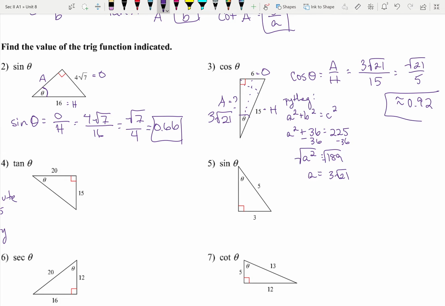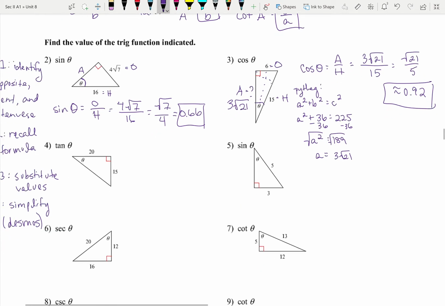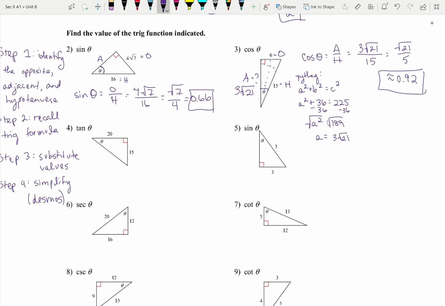Okay, if you're feeling pretty good, go ahead and pause me and do problems 4 and 5. If you're not feeling super confident, that's okay. This is still brand new. Walk with me. I'm going to do 4 and 5 with you.